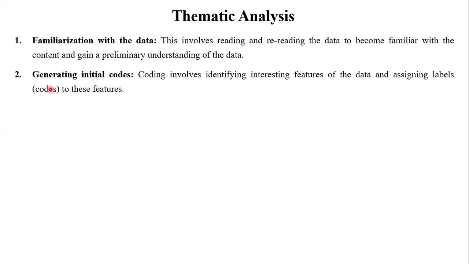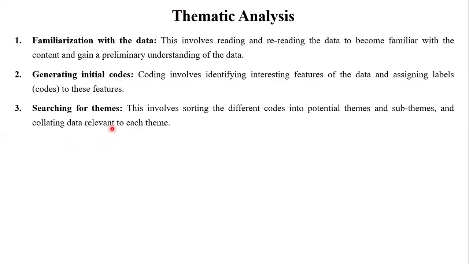In the second step, you generate the initial codes. Coding involves identifying interesting features of the data and assigning labels or codes to these features. Then as a third step, you search for themes. This involves sorting the different codes into potential themes and sub-themes and collecting the data relevant to each theme. So in this step, you search the literature for themes or names of themes or sub-themes. You need to categorize your themes or codes at this level.